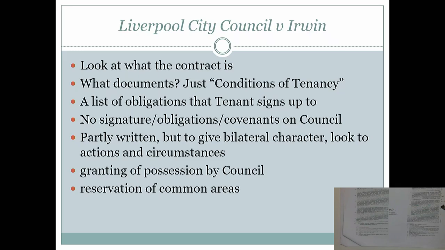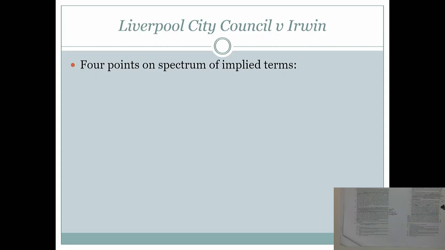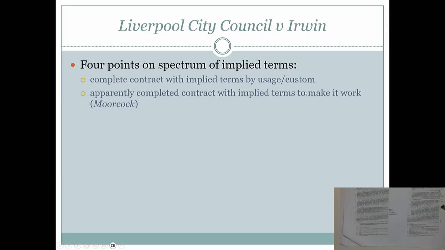So, what do we imply in? Well, the courts make this interesting observation on the spectrum of implied terms. Again, this is another approach to trying to divide up implied terms cases, another way of categorising them. The House of Lords said there's 4 points. You've got a complete contract with implied terms by usage or custom, the Woods and Allingham situation we talked about. Where you have an apparently completed contract, but you have implied terms in to make it work in the real world. So that's the Moorcock example, which we're going to look at very soon.